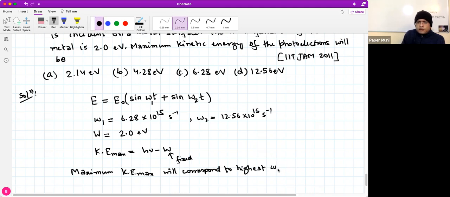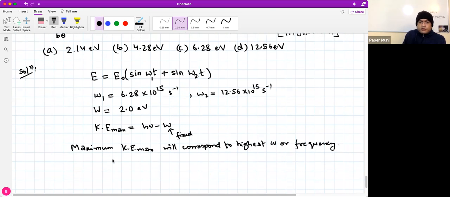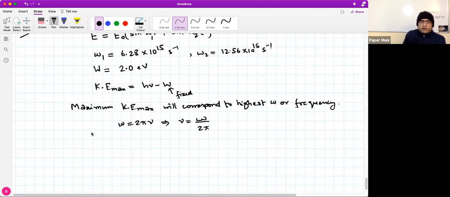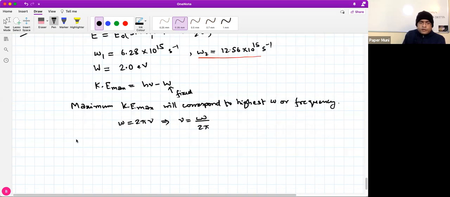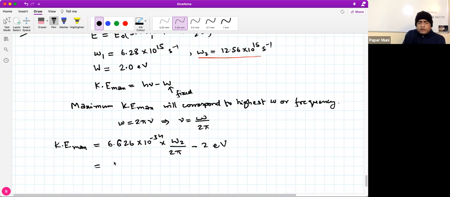We know the relationship between omega and frequency: omega is 2 pi nu, or nu is equal to omega by 2 pi. We'll use the maximum frequency omega available. So KE max is equal to 6.626 into 10 power minus 34 multiplied by omega 2 by 2 pi, minus 2. Now this is in eV and these are in SI units, so you can just change it.